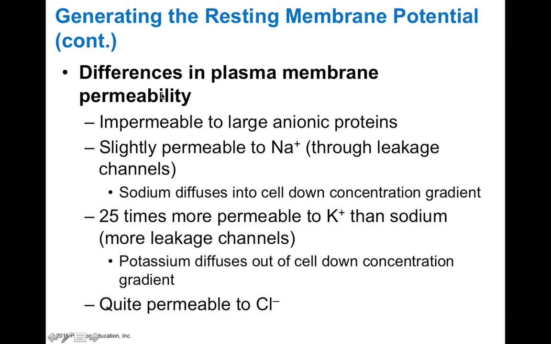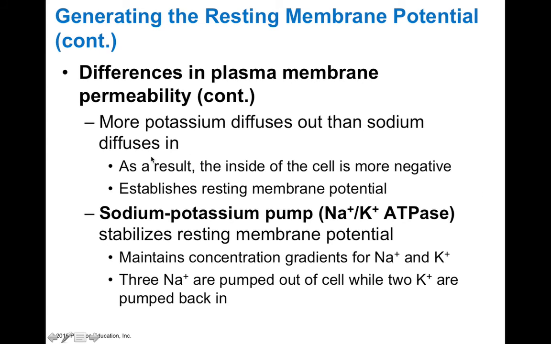So differences in plasma membrane permeability can occur with opening and closing of different channels. You find that at rest, sodium is slightly leaky through leakage channels. However, potassium is 25 times more permeable than sodium at rest. So as a result, potassium diffuses out of the cell down its concentration gradient, and because you're removing positively charged potassium from the inside of the cell, it makes the inside of the cell relatively more negative. Now, more potassium diffuses out than sodium diffuses in, and as a result, the inside of the cell becomes more negative with respect to the outside.